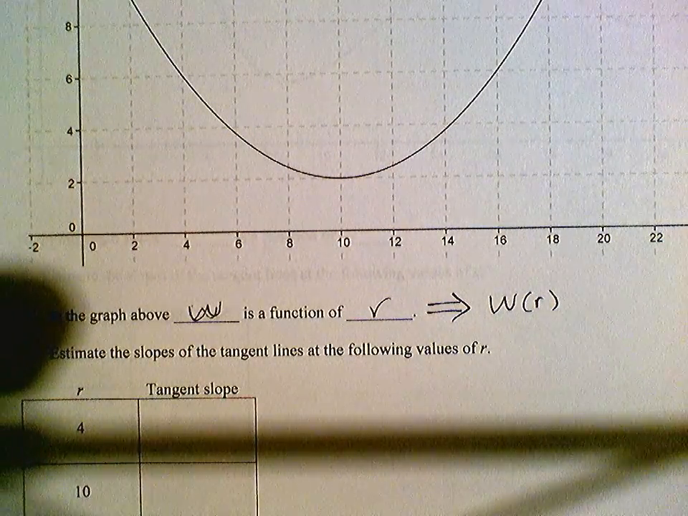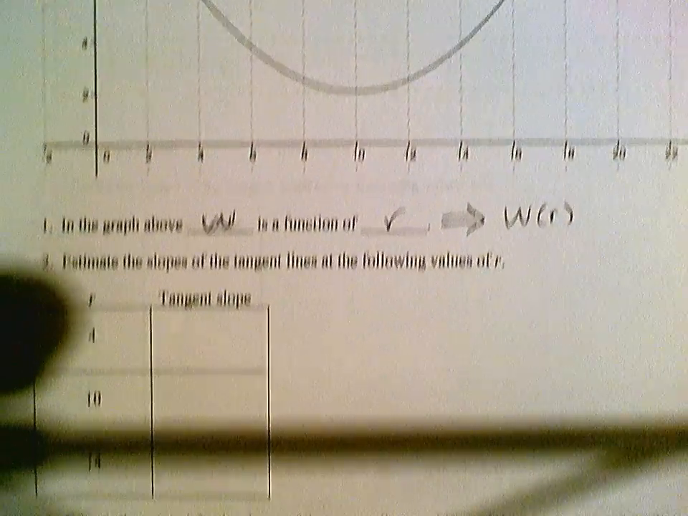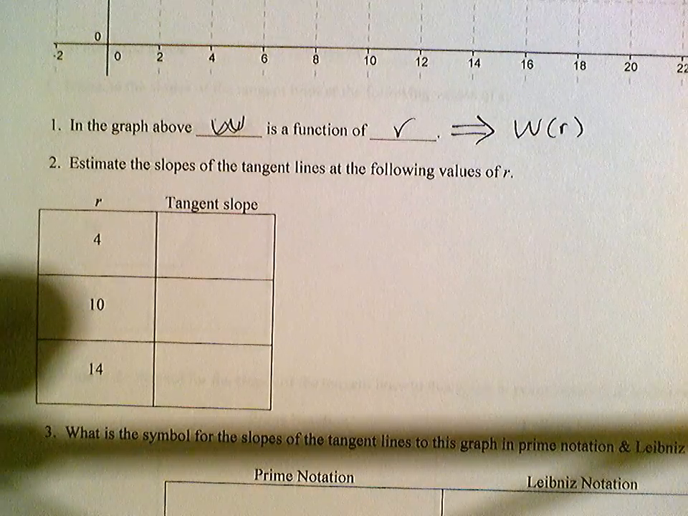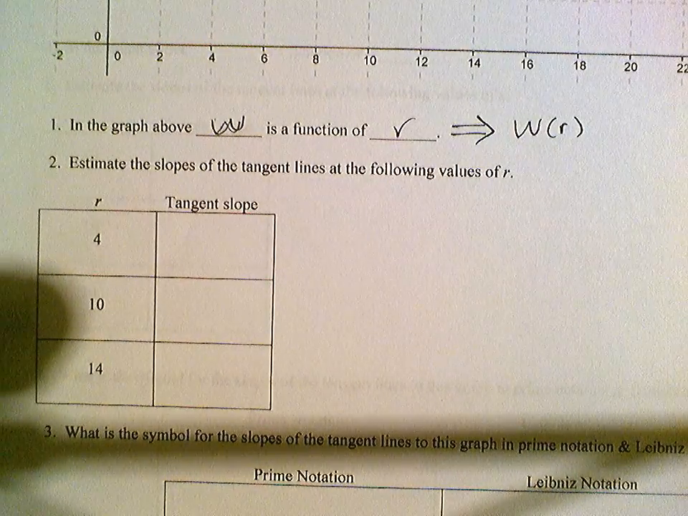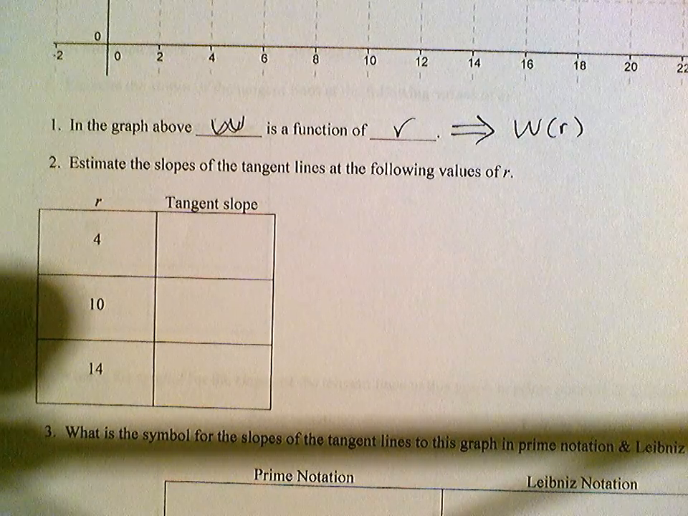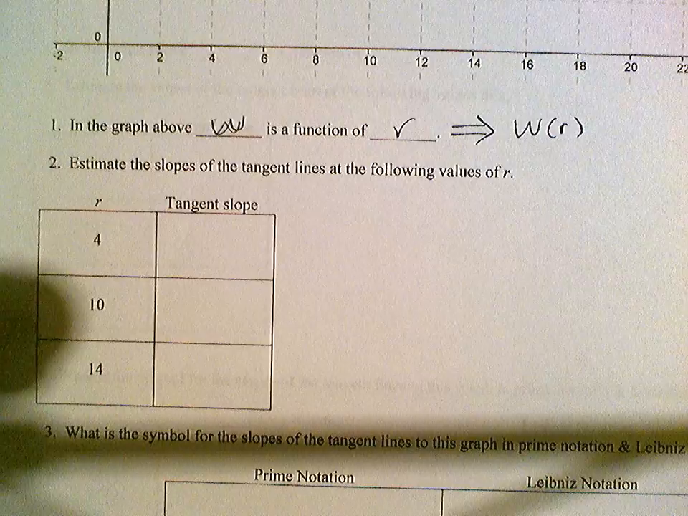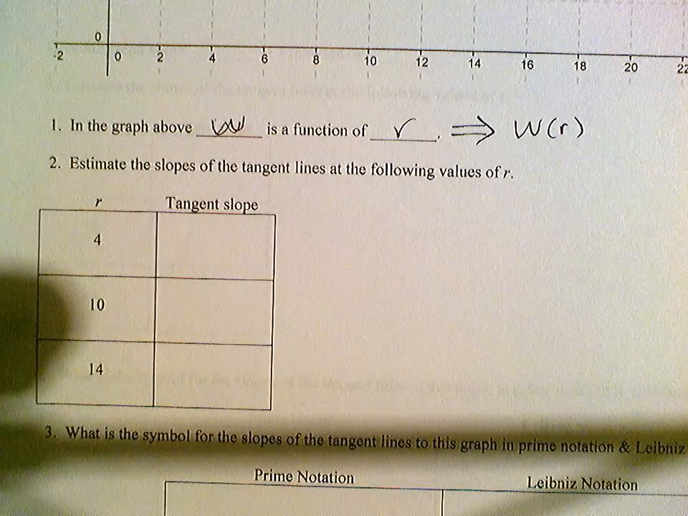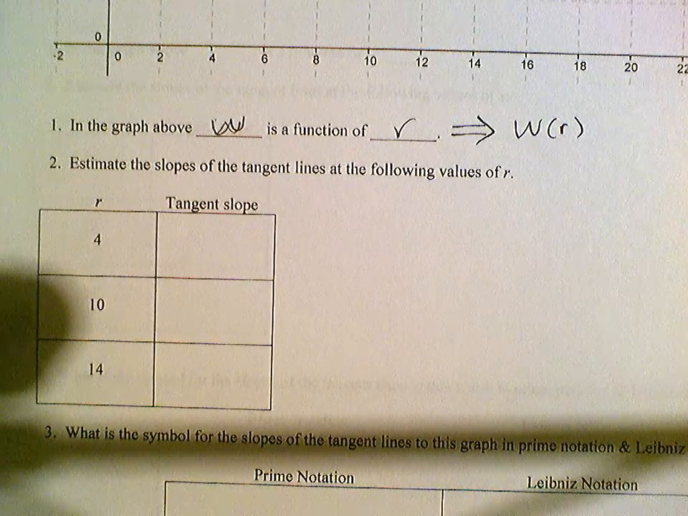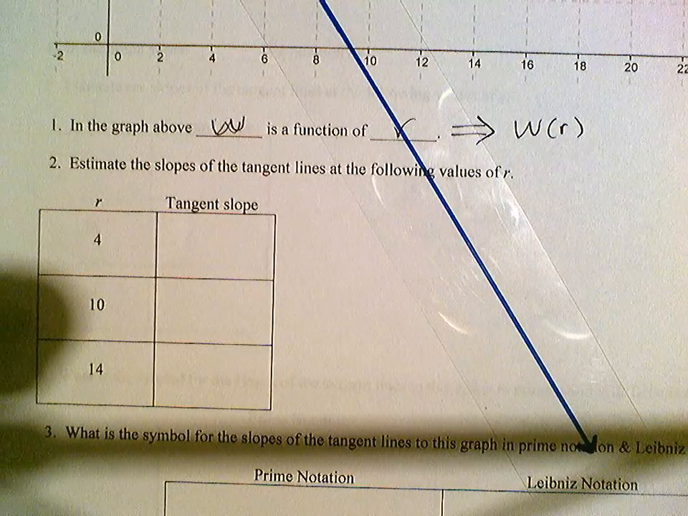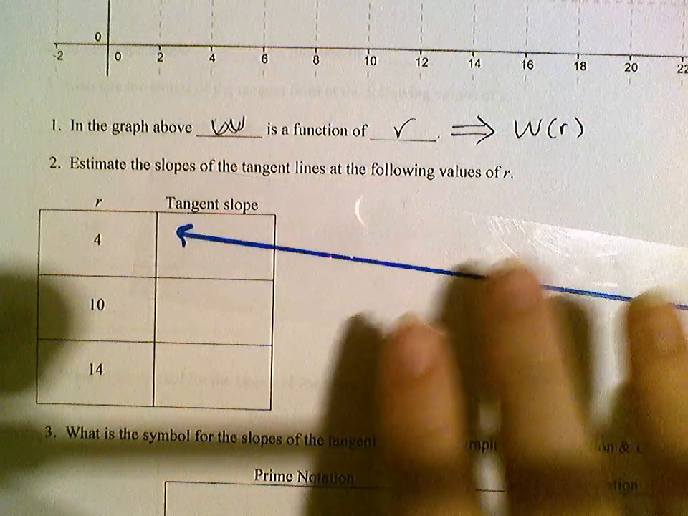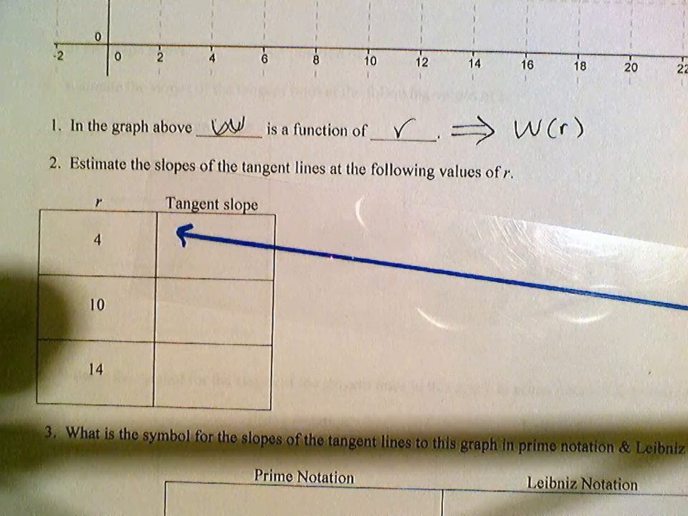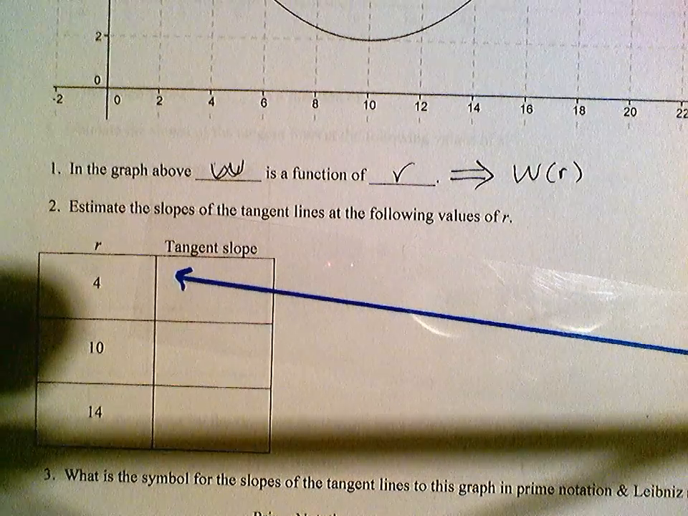Now we're going to estimate the slopes of the tangent lines at the following values of R. I'm giving you a value of R, and we're going to find the tangent line slope. These are rough estimates, guys. So if you decide to break off from me and look back at what I got, we might differ, but that's okay. Instead of drawing the tangent lines, we're going to use this transparency that I gave you in class today. I find that easier because you can fuss around with it till you get it right.